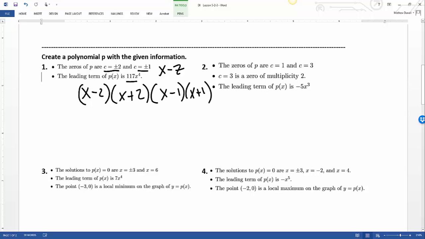Now, the leading term, 117x to the fourth, x times x times x times x, that's x to the fourth. So if I had 117 out here, I would multiply that, and then we get it.